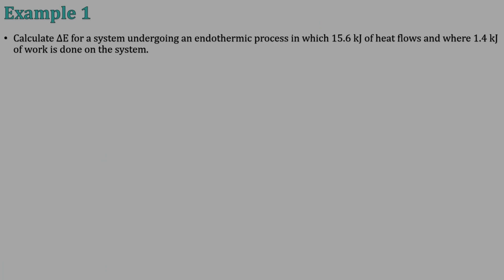Okay, so first example, calculate delta E for a system undergoing an endothermic process. So heat is positive, in which 15.6 kilojoules of heat flows and where 1.4 kilojoules of work is done on the system. So if work is done on the system, then work is going to be positive. So my Q is equal to positive 15.6 kilojoules, and my W is equal to plus 1.4 kilojoules.